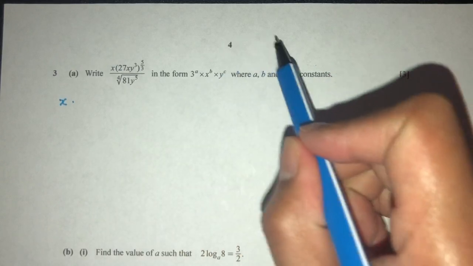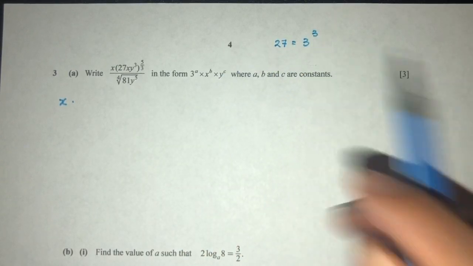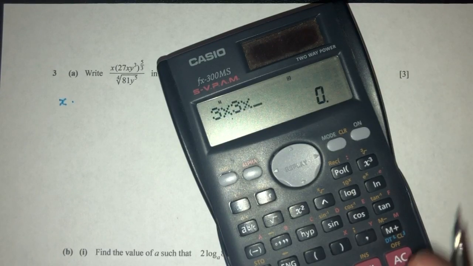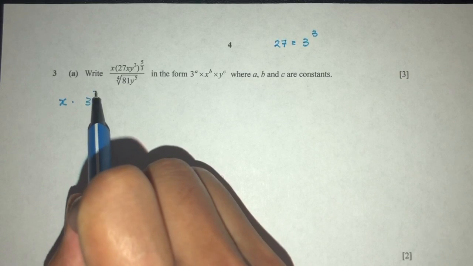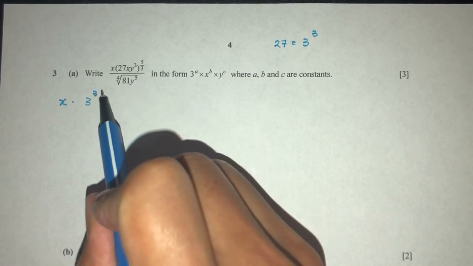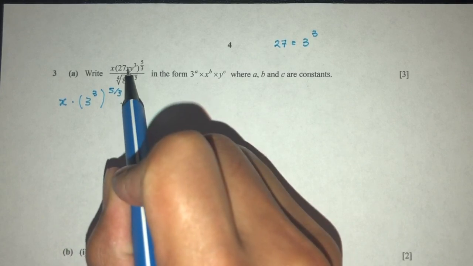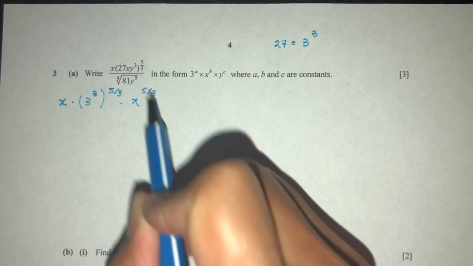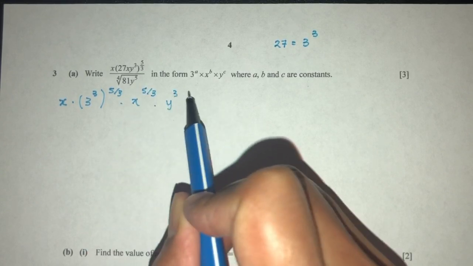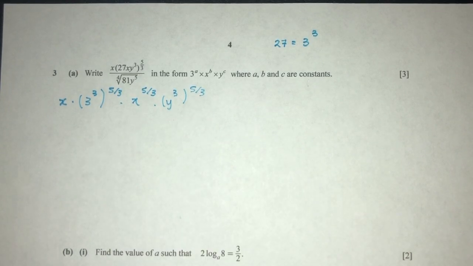But now we understand that 27 is what? It is also 3 power 3, right? Let's check. 3 times 3 times 3 is 27. Right, so we can write 3 power 3. Now you take this power, we can just multiply by 5 over 3. Now we have x here, x and power 5 over 3. Here we have y, power 3, times 5 over 3. As you can see, step by step, we're trying to simplify this to help us to find the answer.